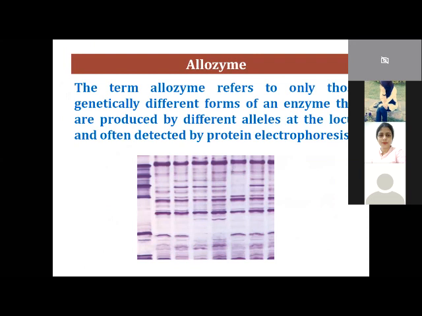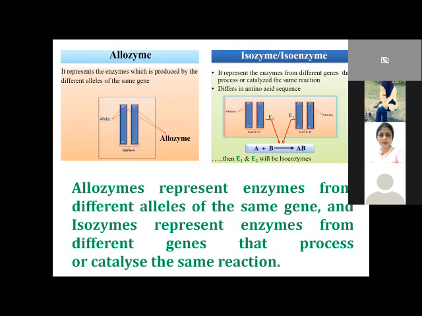The allozyme. The term allozyme refers to those genetically different forms of an enzyme that are produced by different alleles at the same locus. In isozyme, what we have seen is different forms of the same enzyme, coded by genes which are present on different loci. Allozyme is also a different form of the same enzyme but coded by different alleles present at the same locus. This slide will make clear the difference between isozyme and allozyme.